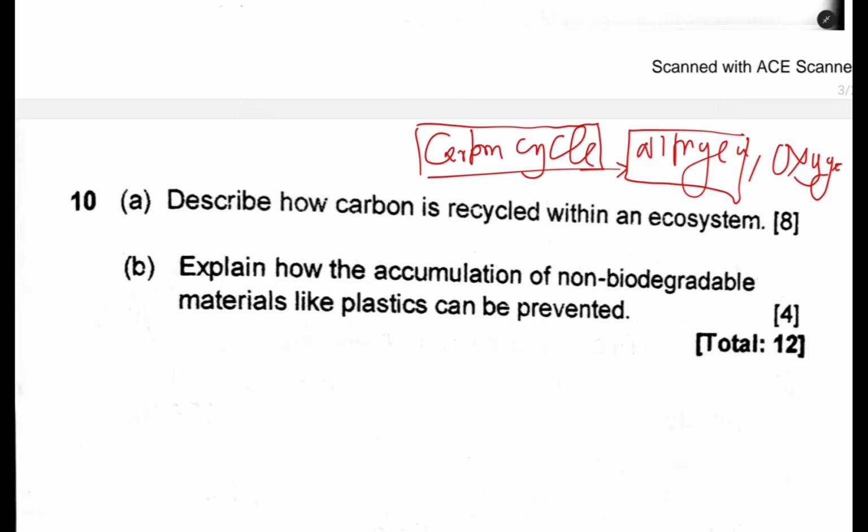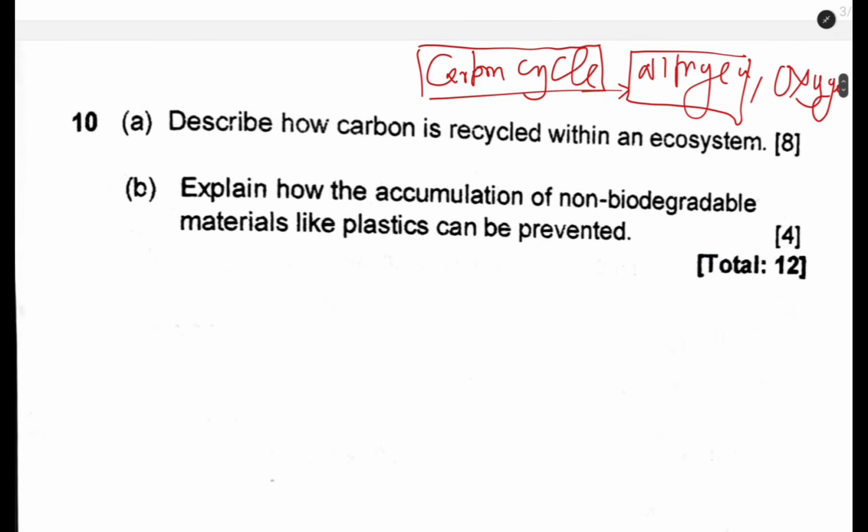Explain how the accumulation of non-biodegradable materials like plastic can be prevented. Non-biodegradable, they cannot be destroyed by biological means, such as plastics. How can they be prevented? Okay, that is just general knowledge.